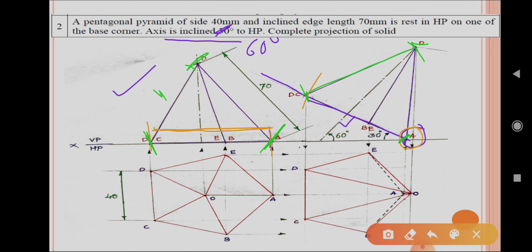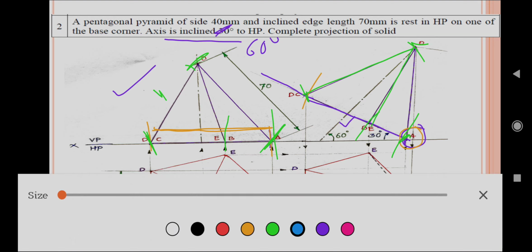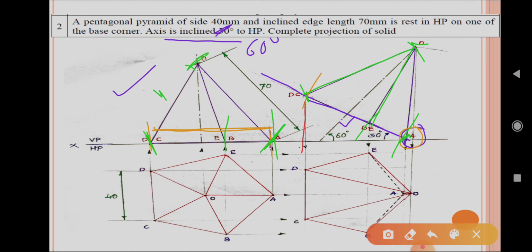For B, we take the vertical distance from A to B and mark point B also, and connect it to the apex, that is the slant edge. And finally the last view we can complete with the vertical projection lines. We draw from each point vertical and also horizontal projection lines, and mark all the points: point A, B, C, D, E and apex O.